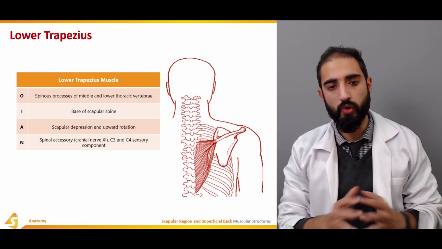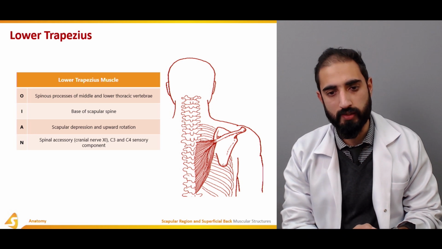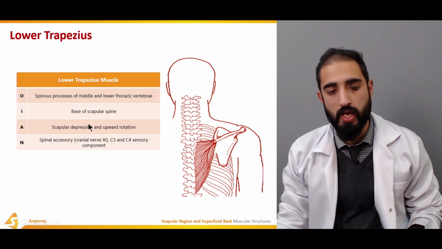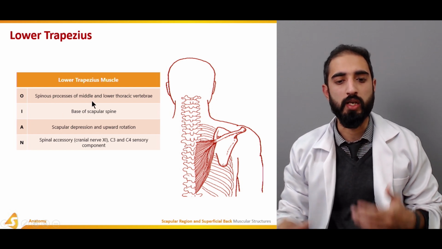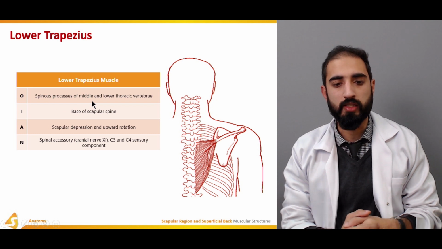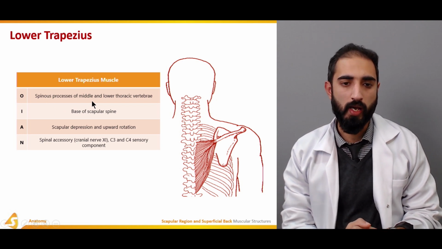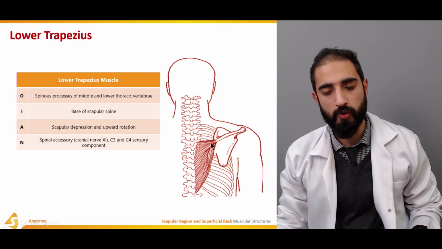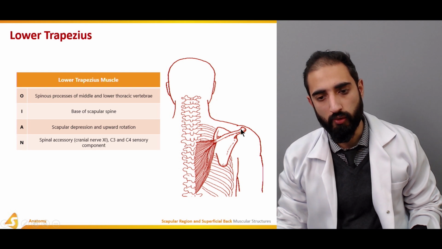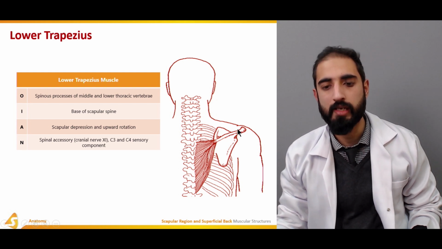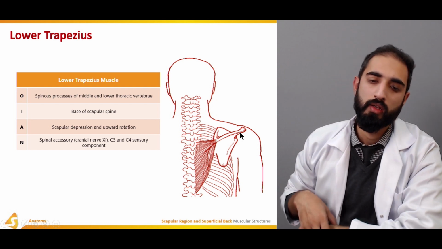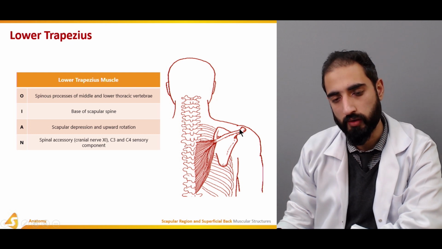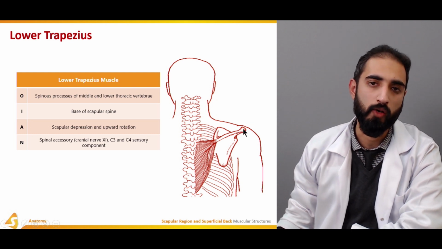Talking about the lower trapezius, the nerve supply remains the same, but the action, origin, and attachment sites differ. The origin is from the spinous processes of the middle and lower thoracic vertebrae, and the insertion is at the base of the scapular spine. So you can see the insertion of the lower trapezius is at the base of the scapular spine, the middle trapezius is on the overall scapular spine, especially the superior aspect, and the upper trapezius is at the other extreme of the scapular spine, on the lateral extreme, as well as the acromion process.